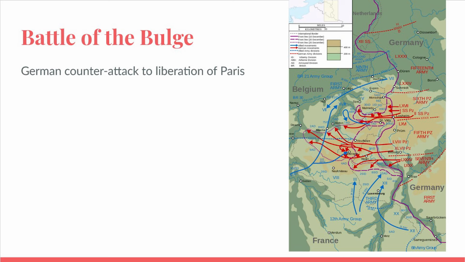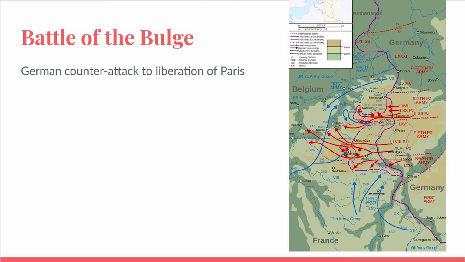In December 1944, the Germans attempted a counterattack on the liberation of Paris, known as the Battle of the Bulge. As you can see from the map, it's given this name from the bulge shape of the battle lines, Germans in red, Allies in blue. The Germans used a massive number of troops and the topography of the heavily wooded and hilly area to their advantage.